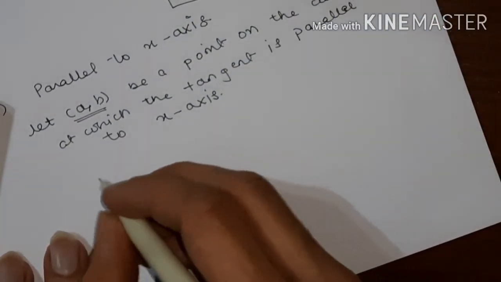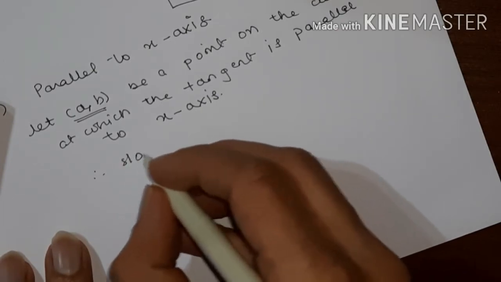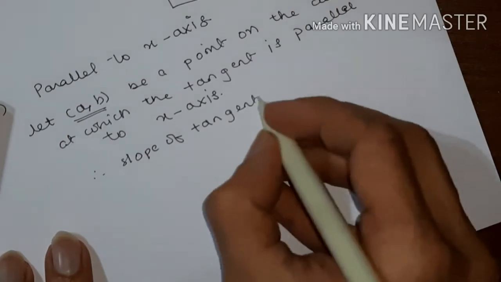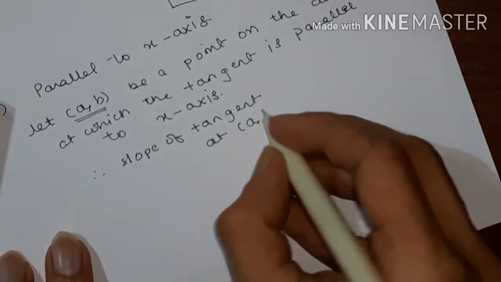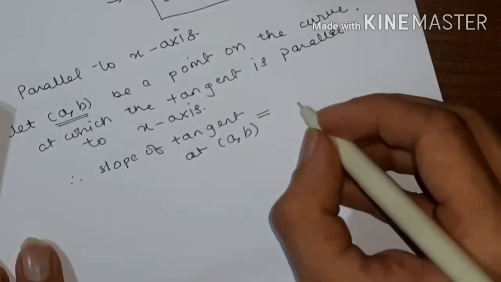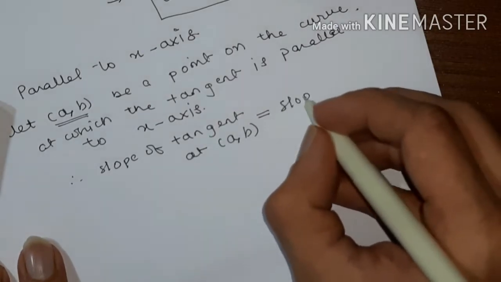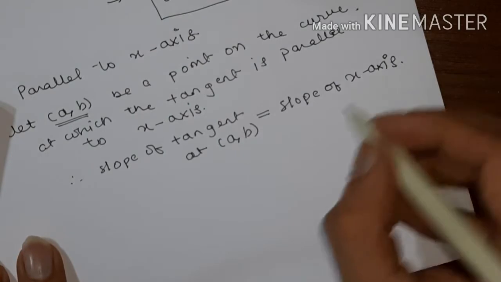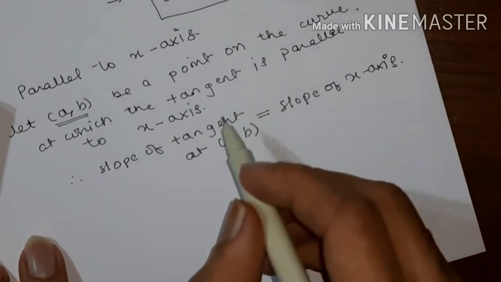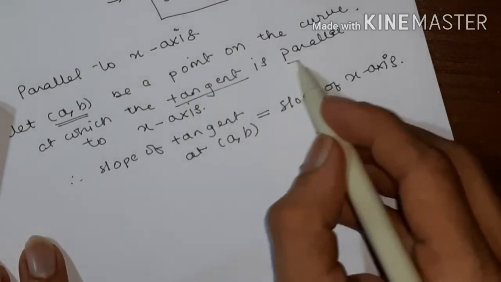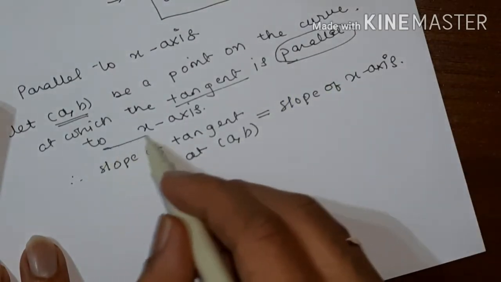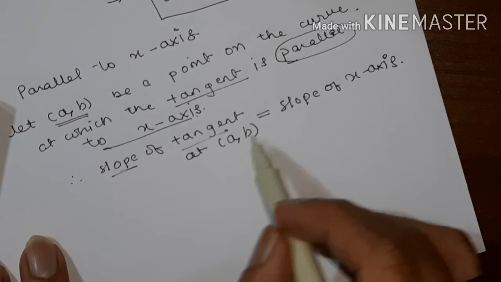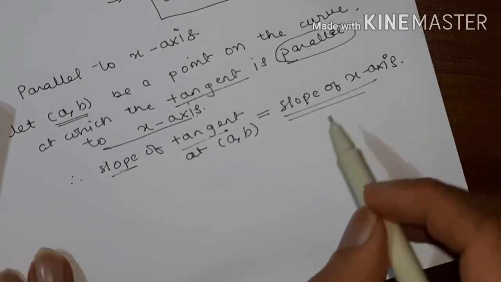Now therefore, the slope of the tangent at the point a comma b is equal to the slope of the x-axis. Why? Because the tangent is parallel to the x-axis. So that means the slope of that tangent should be equal to the slope of the x-axis.